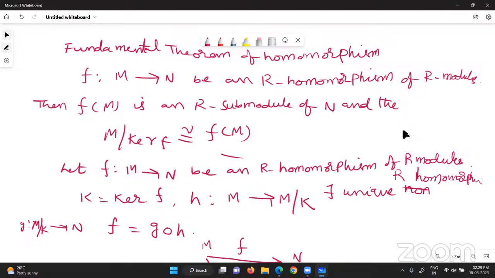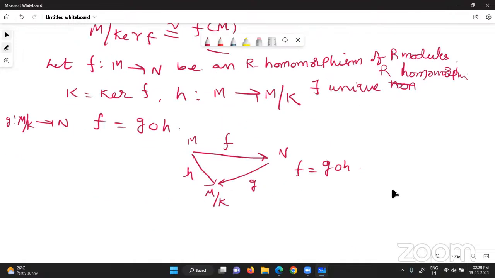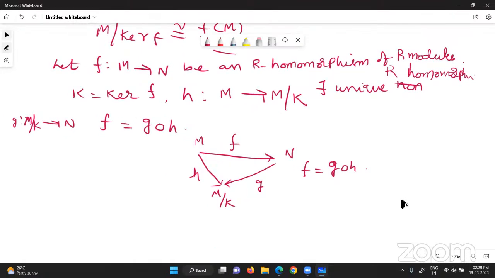Now we will see F from M to N be an R homomorphism. Kernel is K, and H is a mapping from M to M by K, and G is a mapping from M by K to N. You have F is equal to G circle H, and moreover, G is an epimorphism whenever F is an epimorphism, and H is an isomorphism.